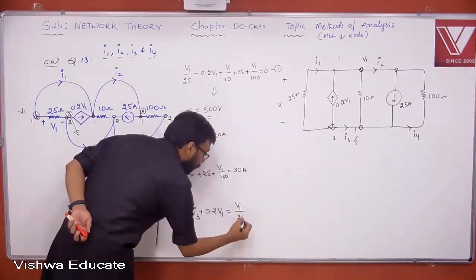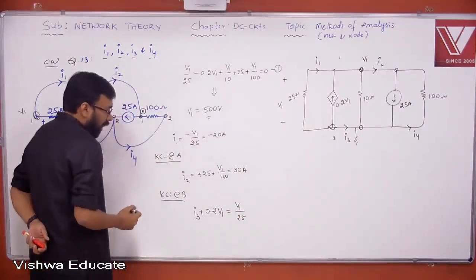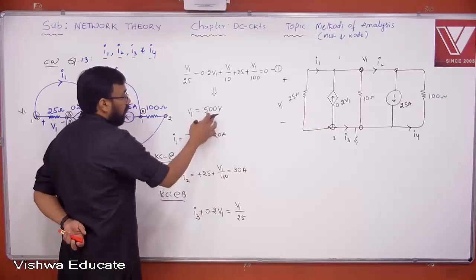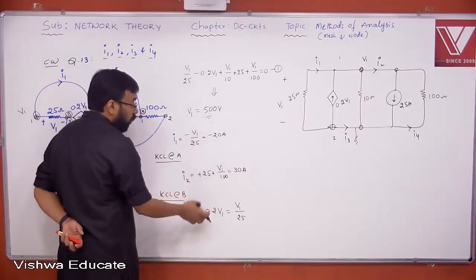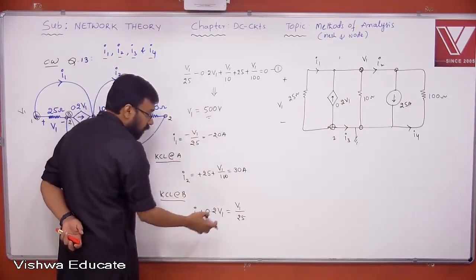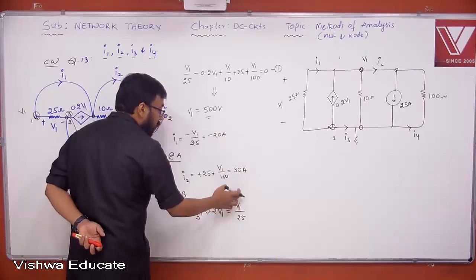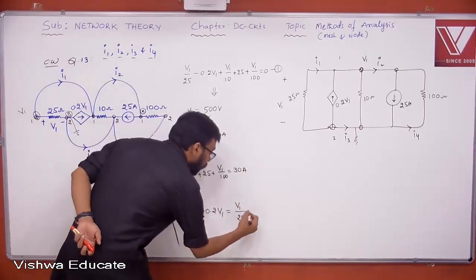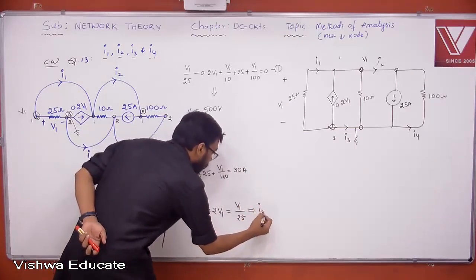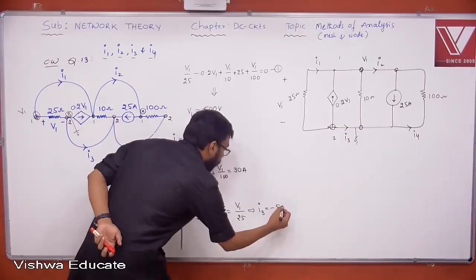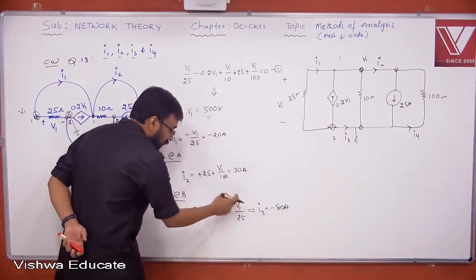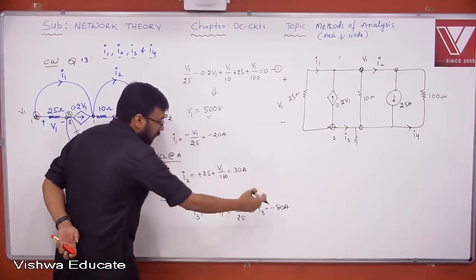So I3 plus 0.2 V1 is equal to V1 by 25 entering. You already know 0.2 into 500 is nothing but 100, and V1 by 25 is nothing but 20. So finally I3 is nothing but minus 80 ampere. Yes or no? This is 20, this is 100, therefore minus 80.